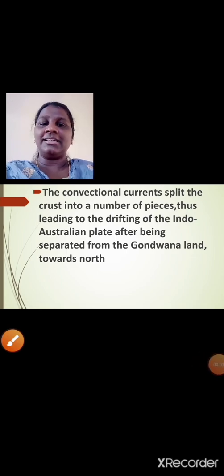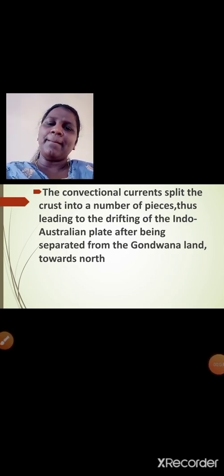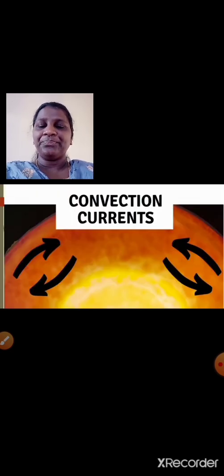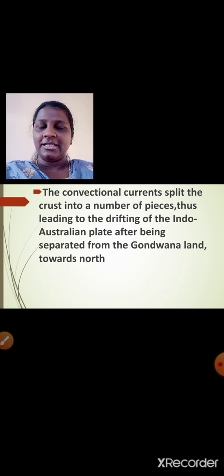The convectional currents split the crust into a number of pieces. So here you can see the convectional current over here in the mantle. What happened due to the convectional currents in the mantle? The convectional current split the crust into a number of pieces, thus leading to the drifting of the Indo-Australian plate. That is, Indo-Australian plate started moving. It got separated from the Gondwana land and towards the north it started drifting.